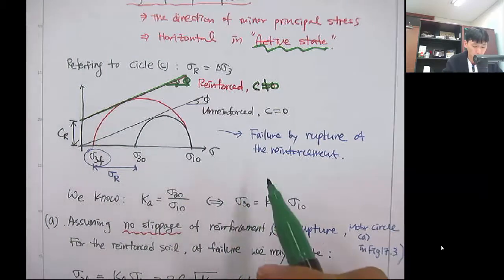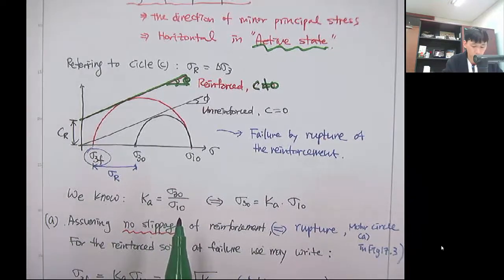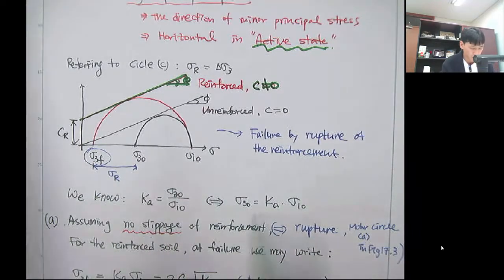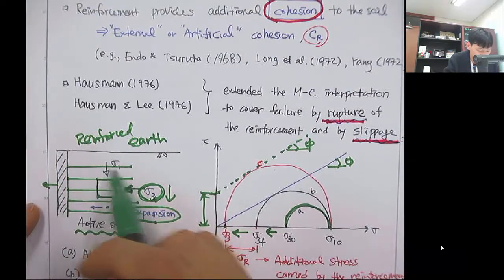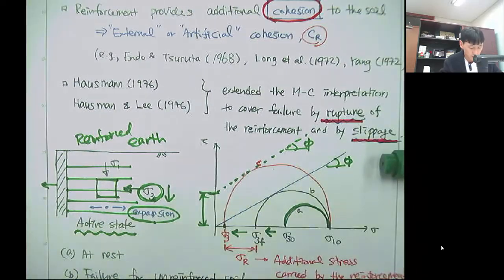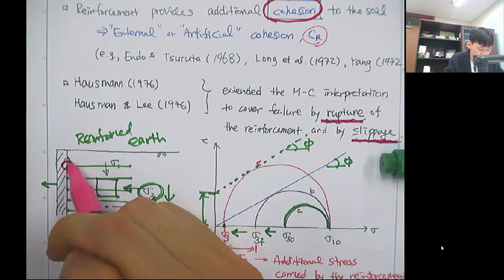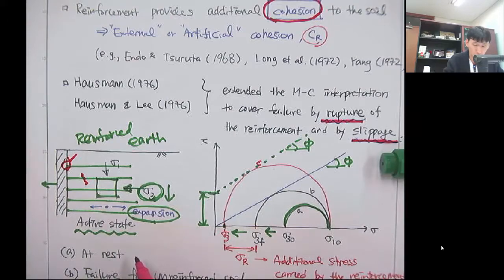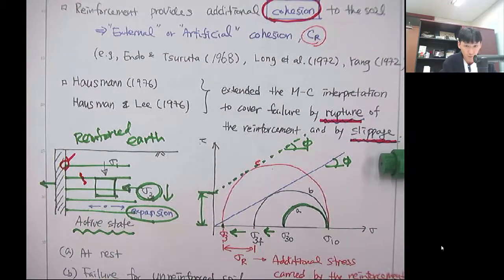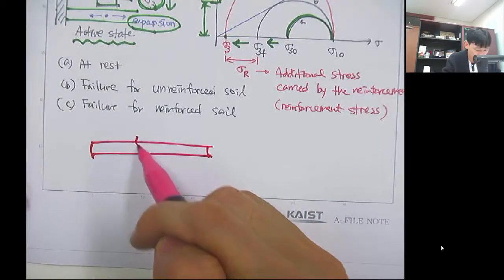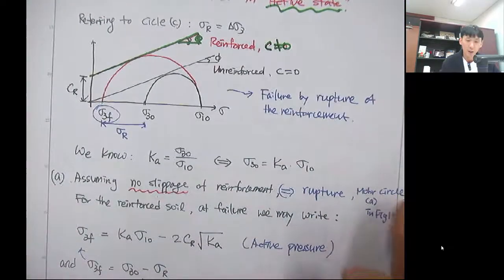And this is the case where rupture occurs at the reinforcement. This means that the reinforced strip is broken at some point by the tensile stress. It can be broken here, or somewhere else, anywhere, right? So this is called a rupture. You have a strip, and the strip gets broken, right? It's also called a tie break.